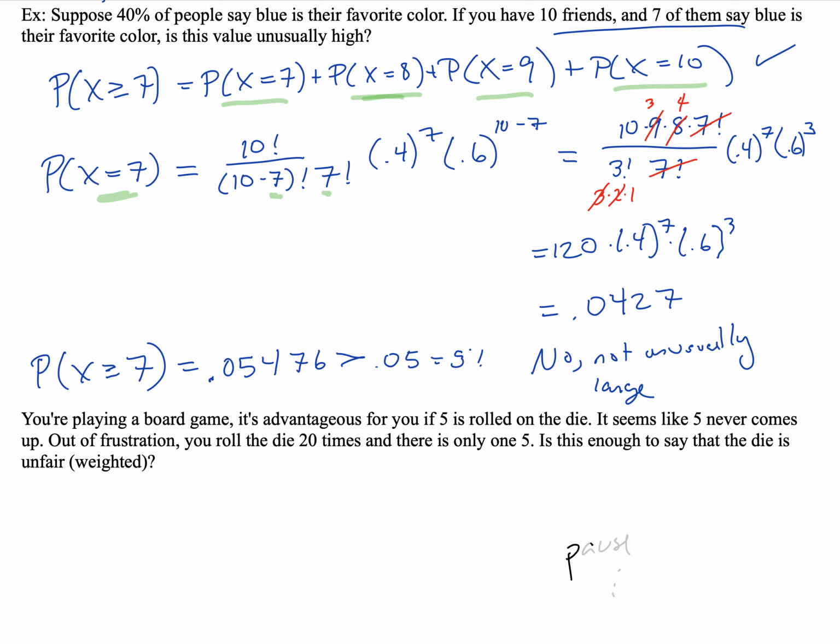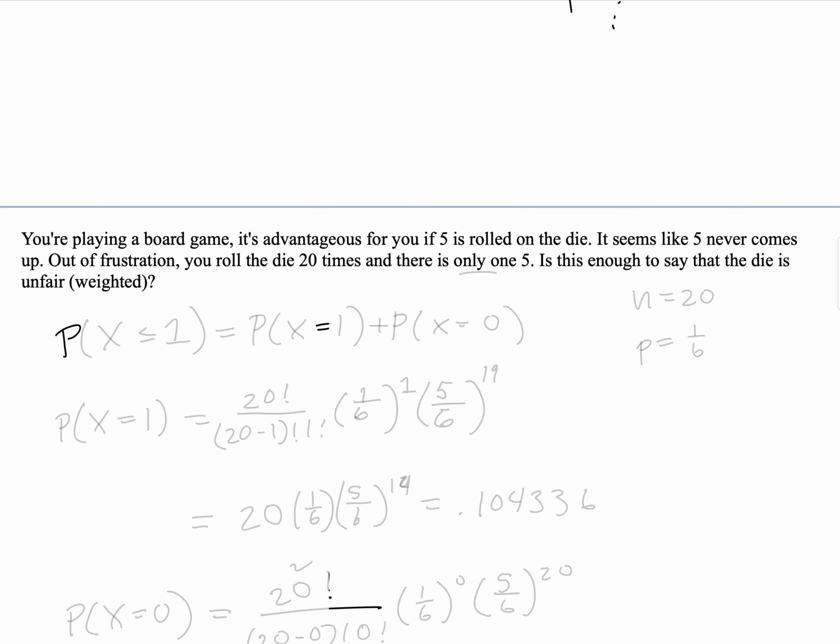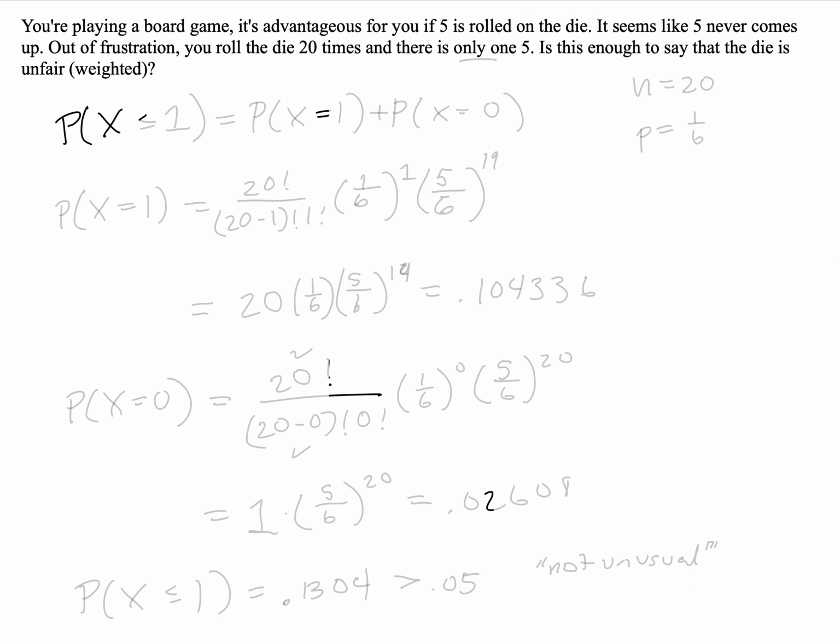So try that out and we'll talk about it in just a moment. All right, so again, we're looking for the probability that we have x less than or equal to 1, 5. The probability of rolling 1 or fewer 5s in 20 rolls. So n is 20, the number of trials. p, the probability of success, is 1/6.